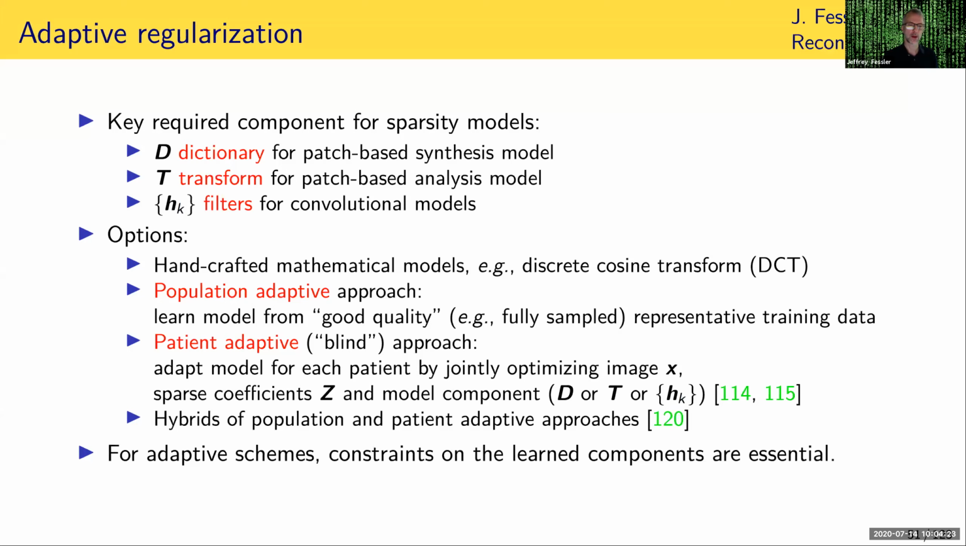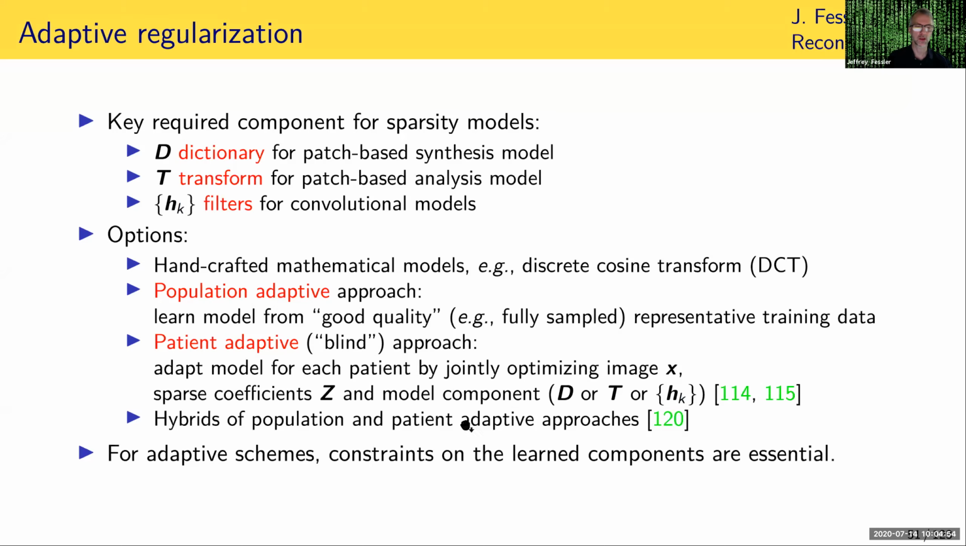There's another form of adaptation that's perhaps less well known, which is patient-specific adaptation. It's sometimes called blind adaptive methods, where we actually have a model that involves a dictionary, but instead of pre-specifying that dictionary or learning that dictionary from a population, we actually learn it from this patient's data as we're reconstructing that data. And you can do that whether you're trying to learn dictionaries or transforms or perhaps even filters.